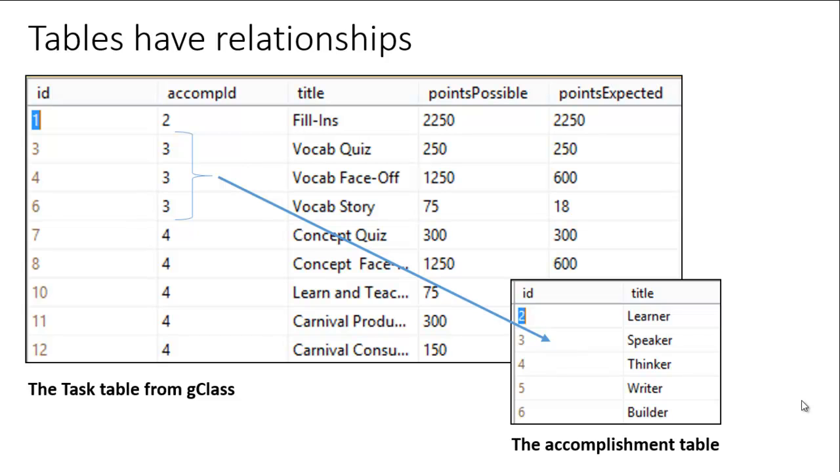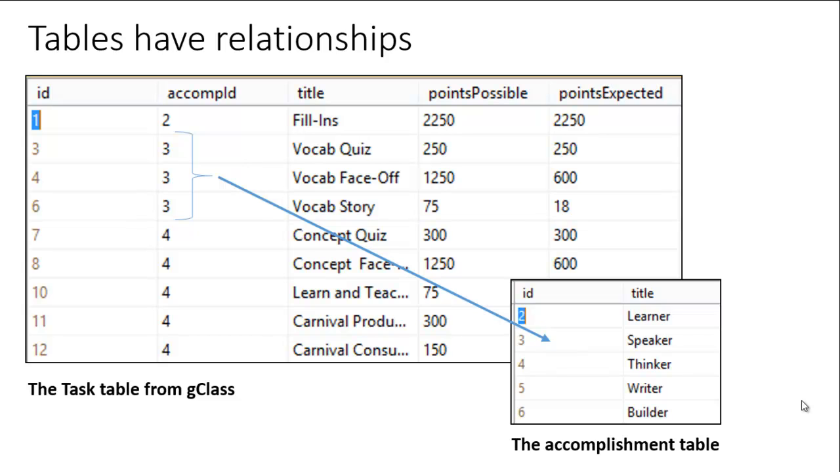So notice column 1 here has the ID. That is the ID of the task. Each task has a unique ID. Look in the accomplishment table. Column 1 of the accomplishment table also has an ID. Each accomplishment has a unique ID. Now don't worry that some of those numbers are the same for task IDs and accomplishment IDs. It really only matters that the number is unique inside the table.